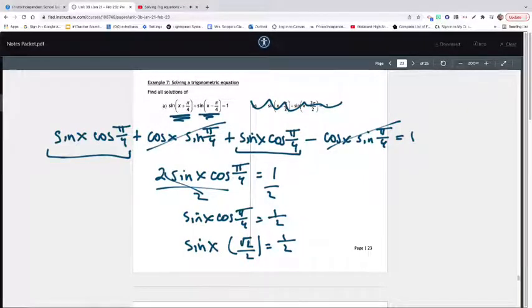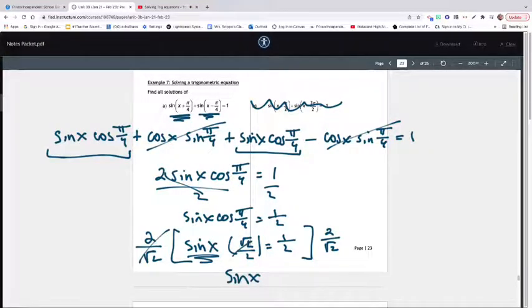So now we're solving for sine x. I'm going to multiply both sides by the reciprocal of that. So that leaves me with sine x, these cancel, equals, over here the 2's cancel, I'm left with 1 over square root of 2. And technically that's the same thing as square root of 2 over 2.